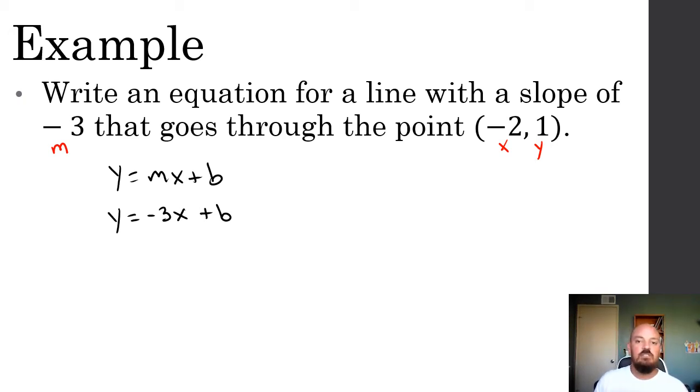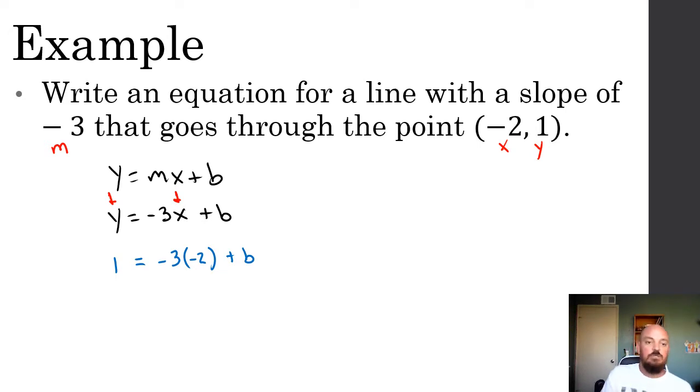So what I'm going to do instead is I'm going to take my x and y, the x, the -2, I'm going to substitute right here for x. The y, which is 1, I'm going to substitute right here for y. And let's see what that turns into. So I'm going to substitute 1 for y, leave the -3. Now, -3x means -3 times x, and x is -2. That's what I'm substituting for my point. And then you still have that plus b on the end. So this is the equation that you want to solve for b.